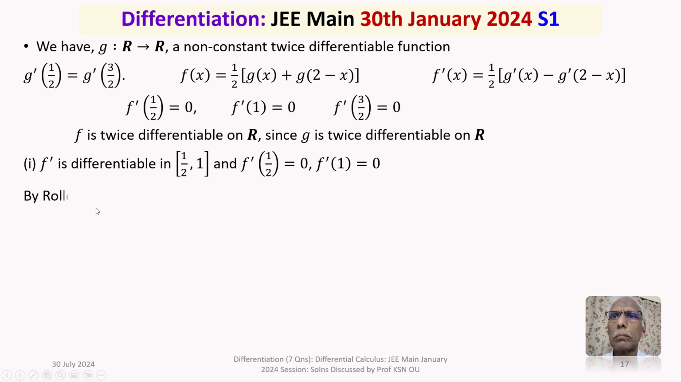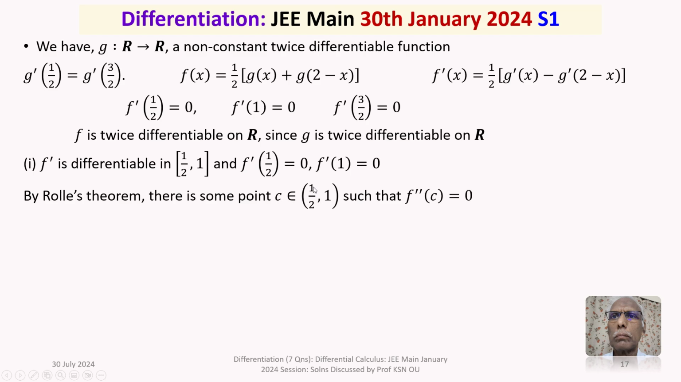So by Rolle's theorem, there is some point c belonging to the open interval 1/2 to 1 such that f double prime c is 0. That means f double prime vanishes at least once in the interval 1/2 to 1.